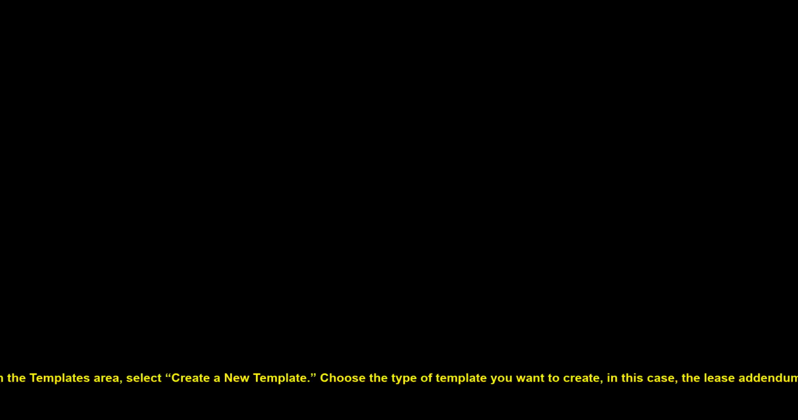Choose the type of template you want to create, in this case, the lease addendum. Begin by entering the title of your lease addendum. Next, upload the document that contains your lease addendum. After uploading, you'll see a preview of your document.